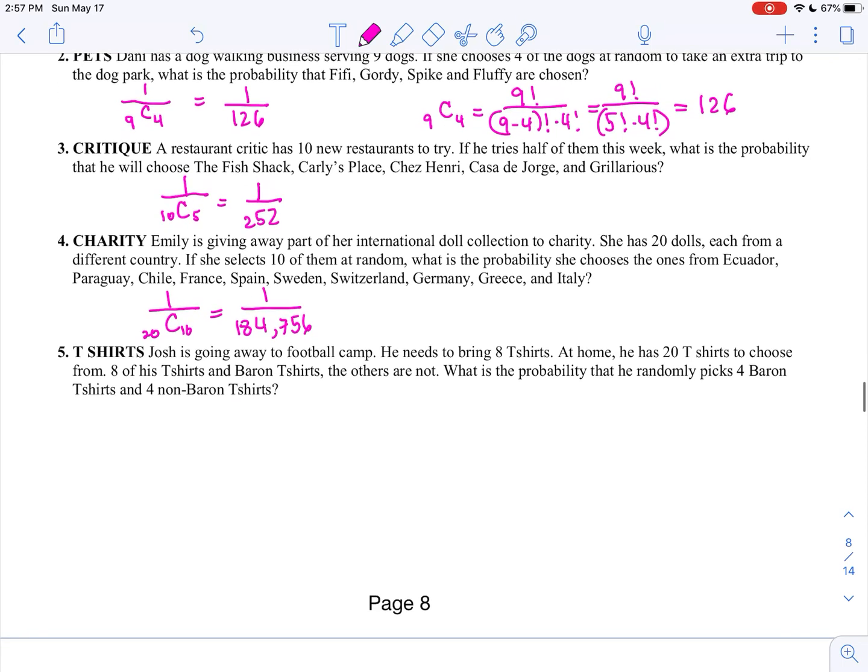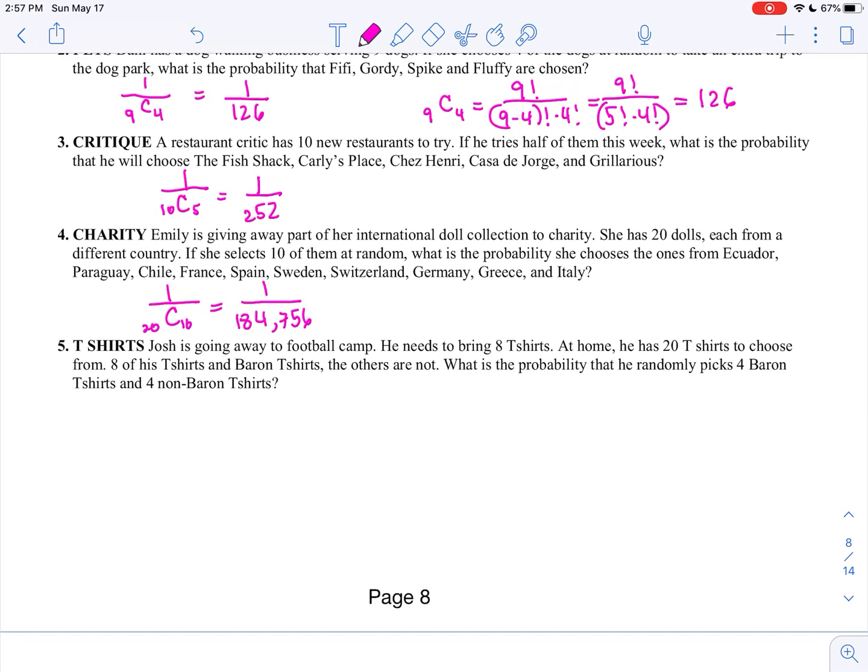And the last one, it's a little bit more complicated, so we'll do this one together. On this one, Josh is going away to football camp. He needs 8 t-shirts. At home, he has 20 t-shirts to choose from. 8 of his t-shirts are Baron t-shirts, the others are not. What is the probability that he randomly picks 4 Baron t-shirts and 4 non-Baron t-shirts? So I believe there's a repeat here. I think 8 are Baron t-shirts and the others are not. So if we have a total of 20, how many of them are not Baron t-shirts? So we can deduce there's 12 that are not.